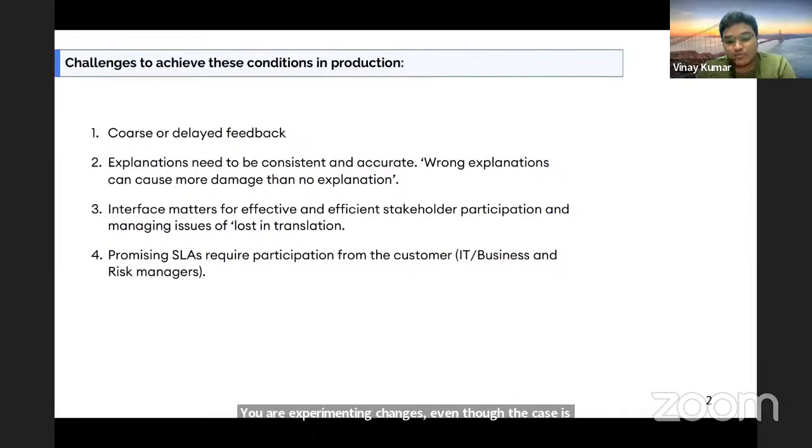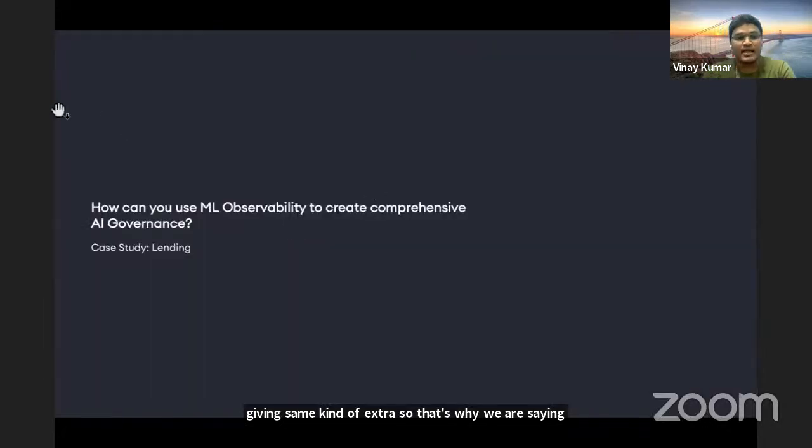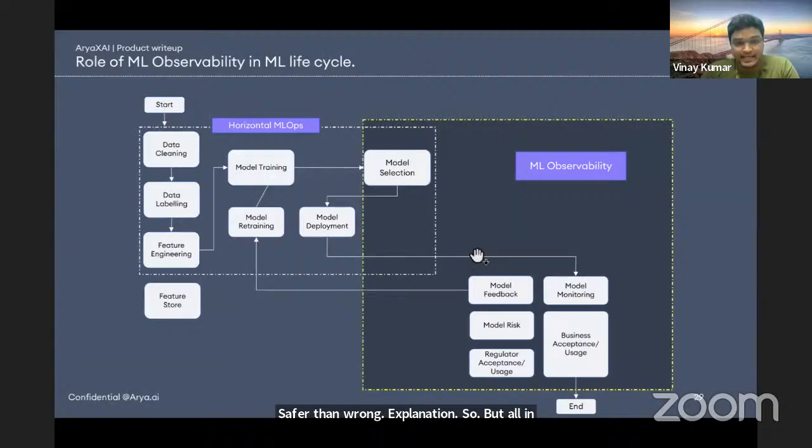So you need more accurate and stabilized explainability approaches such that you are guaranteed that you are giving the same kind of explainability. That's why we are saying that sometimes no explanation is safer than a wrong explanation. But all in all, these challenges are what ML observability should actually tackle.